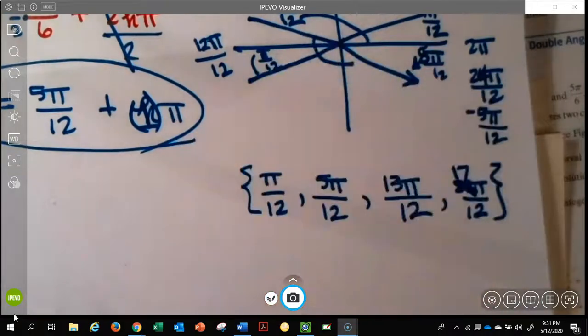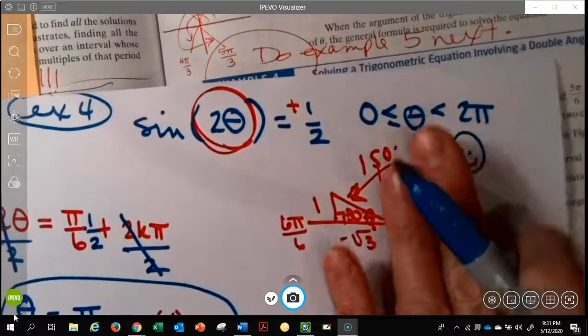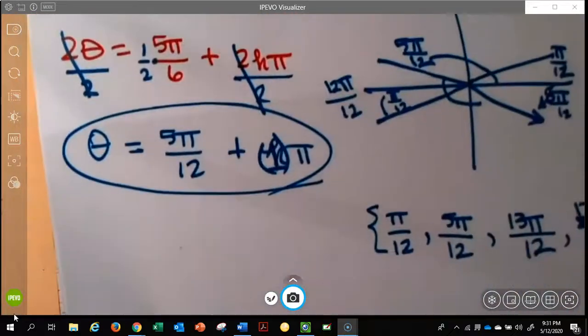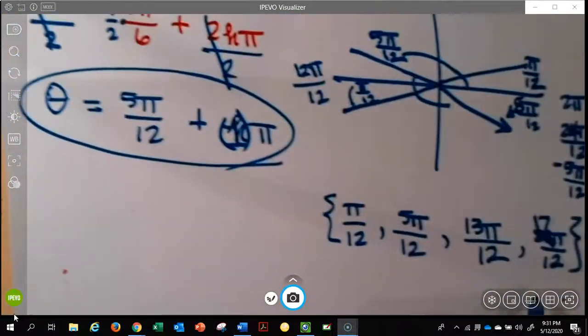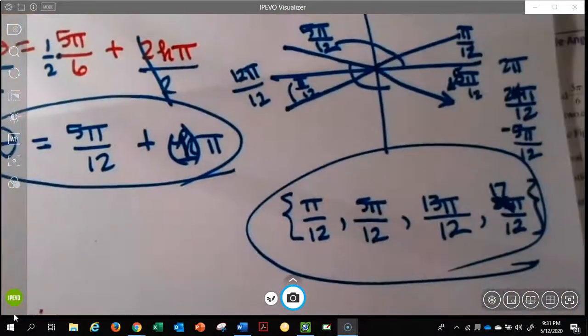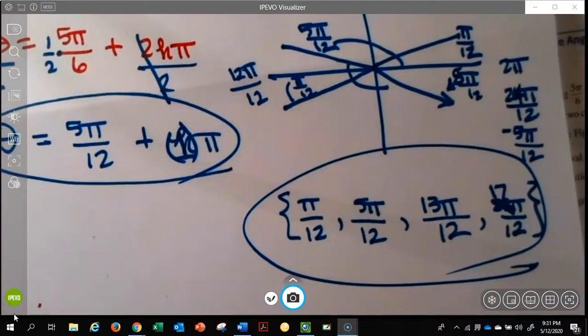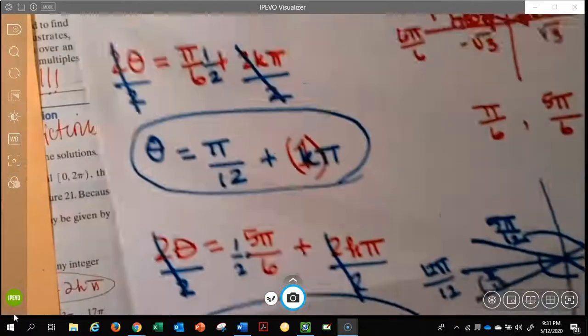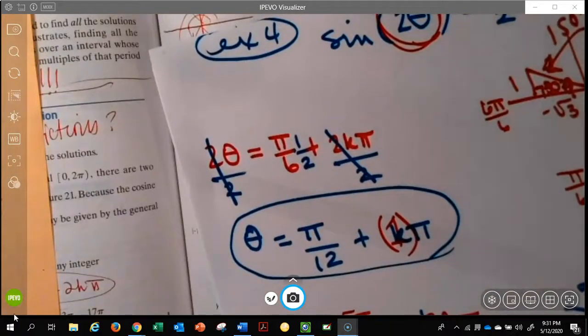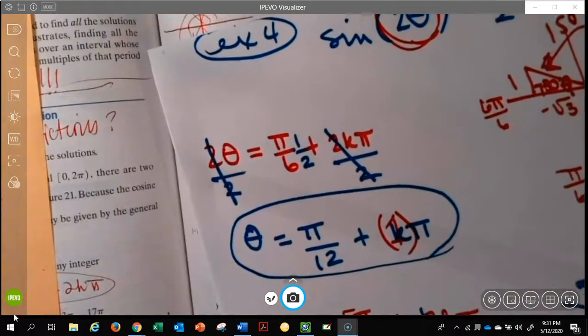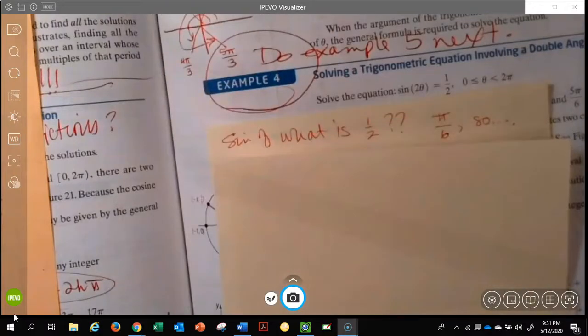I can't go backwards. My negative's going to throw me out of my 0 to 2 pi limit. And so what I notice is that I'm done. But I'm not done. I'm still going on this video. So we've done example 3, example 5, example 4, and now I'm going to do one more.